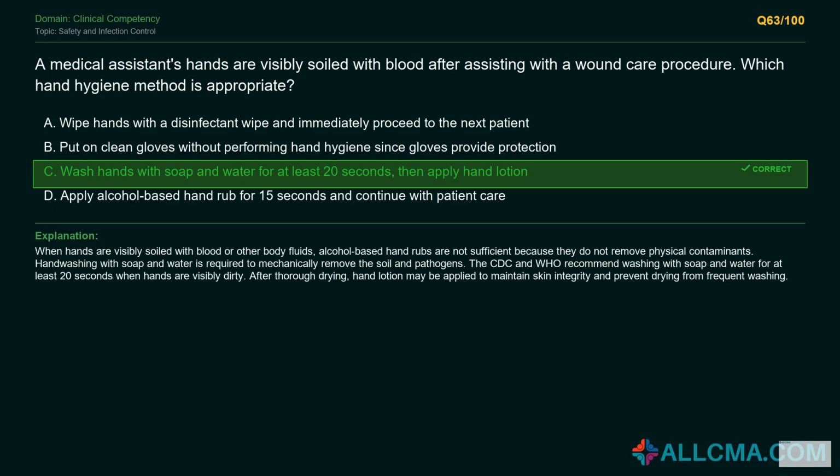The correct answer is C. When hands are visibly soiled with blood or other body fluids, alcohol-based hand rubs are not sufficient because they do not remove physical contaminants. Hand washing with soap and water is required to mechanically remove the soil and pathogens. The CDC and WHO recommend washing with soap and water for at least 20 seconds when hands are visibly dirty. After thorough drying, hand lotion may be applied to maintain skin integrity and prevent drying from frequent washing.